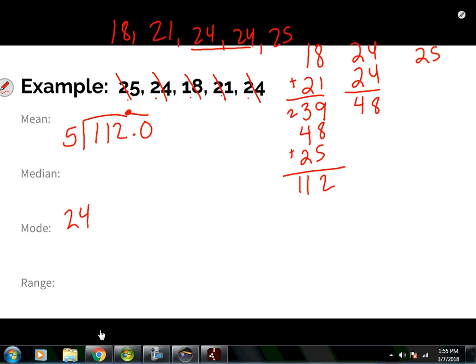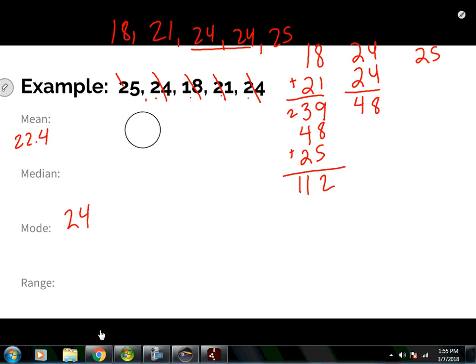5 will go into 11 2 times. 11 minus 10 is 1. Bring down my 2. 5 will go into 12 2 times. 5 times 2 is 10. Subtract, 2. Bring down my 0. 5 will go into 20 4 times. So my mean is 22 and 4/10.